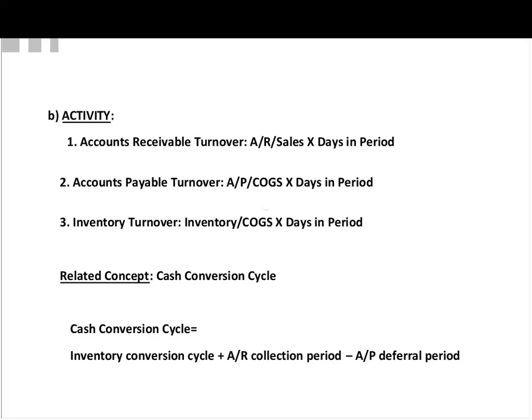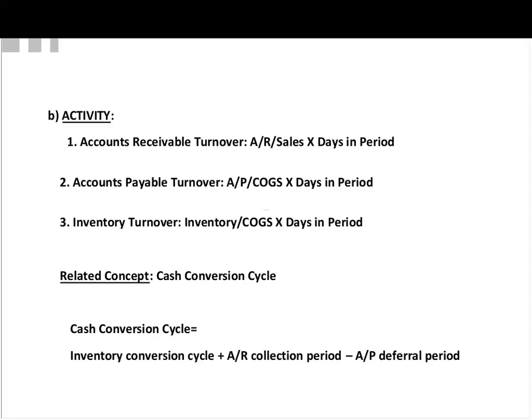Now let's go to the higher level related concept. It's called the cash conversion cycle. What is cash conversion? Well, if you'll add this to your notes, the definition. Cash conversion is the number of days that our cash is tied up in current assets. We want the cash conversion cycle to shrink preferably over time.